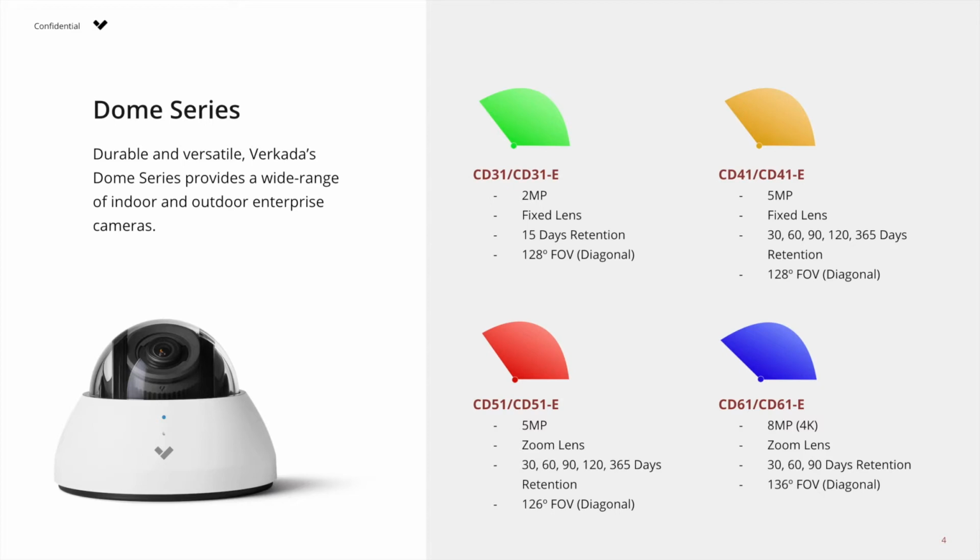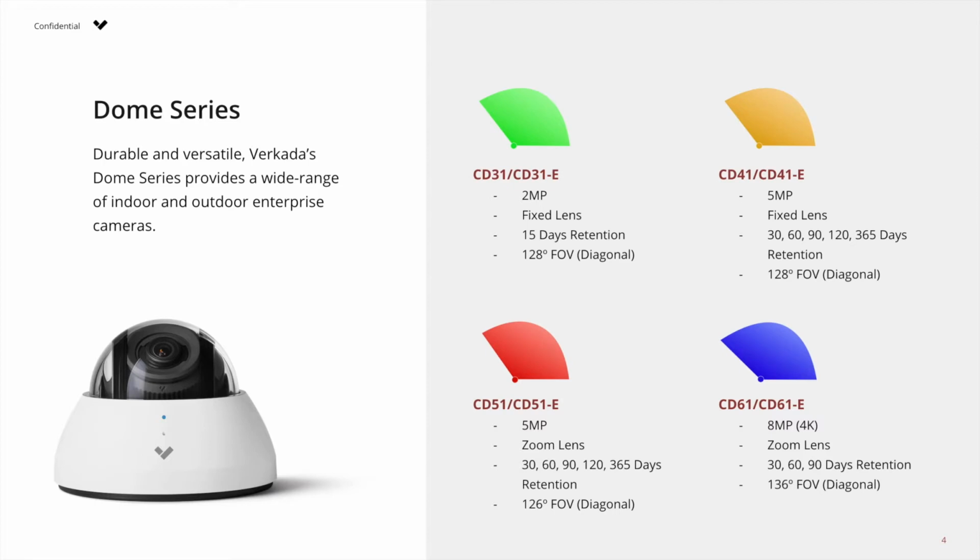Let's step up again to look at the CD51. Some key differences here. The 51 offers a 3 times optical zoom lens, allowing you to get greater detail at range for those places like parking lots or long corridors. We also include stronger IR LEDs, which means better visibility at night.